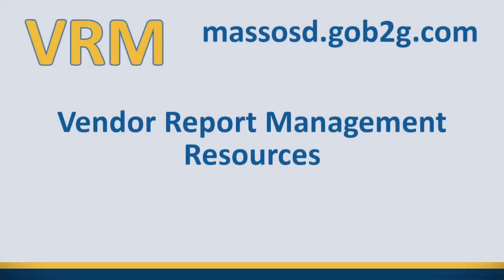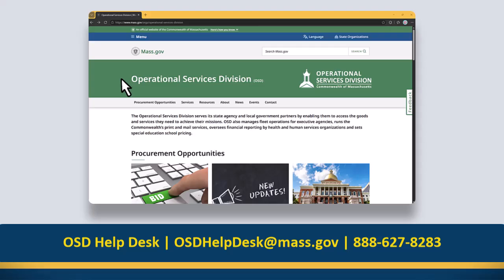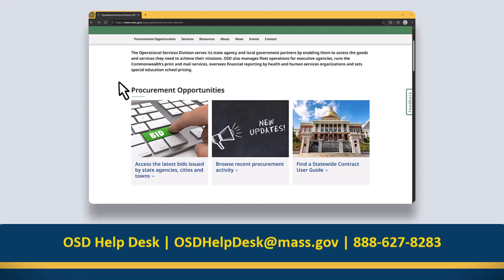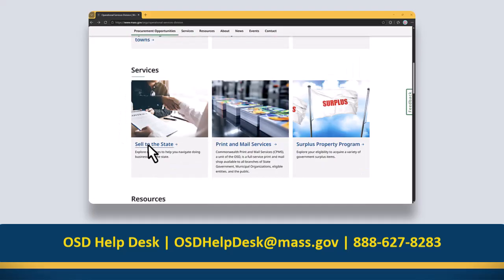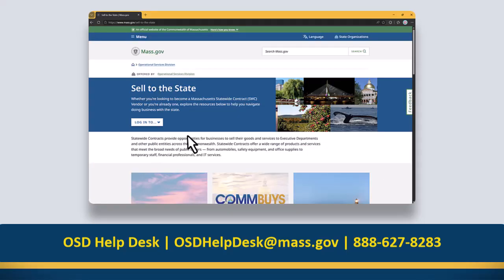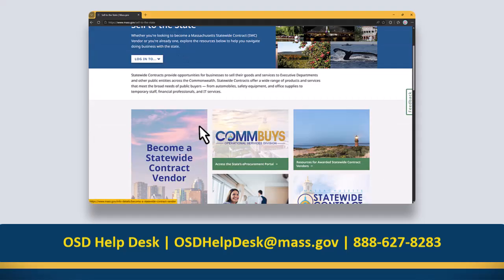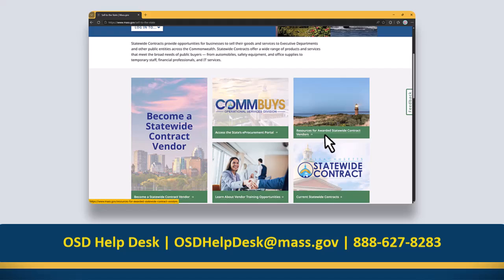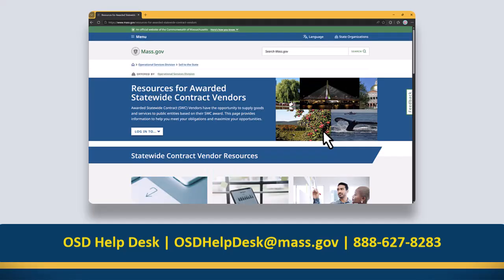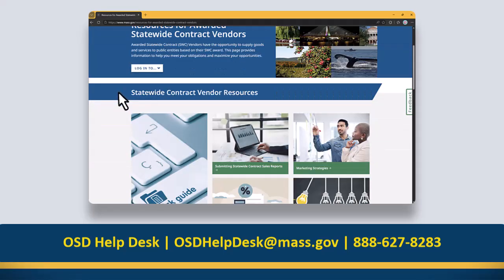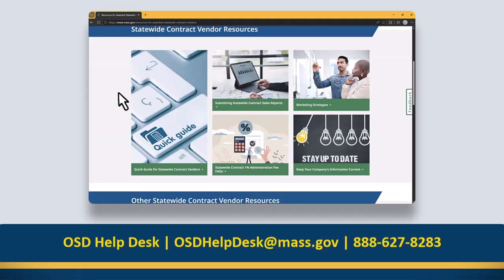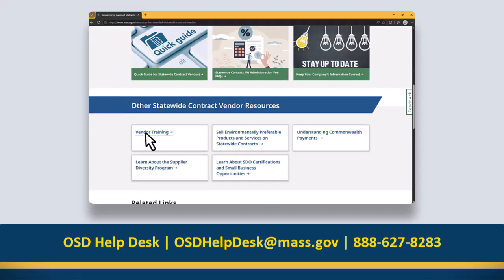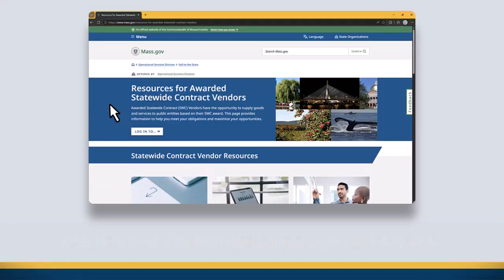Vendor report management resources. OSD offers several resources to help vendors complete quarterly reporting. Visit mass.gov/OSD, then go to Sell to the State and Resources for awarded statewide contract vendors. You'll find vendor report management FAQs, job aids, administration fee FAQs, and additional VRM resources in the Resource Center after you log in. If you have technical questions, contact the OSD Help Desk. For contract-specific reporting questions, contact your category manager.